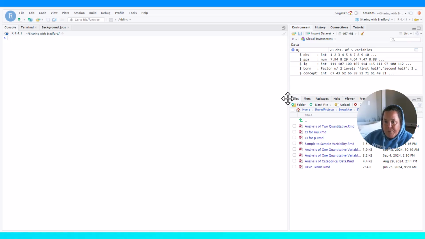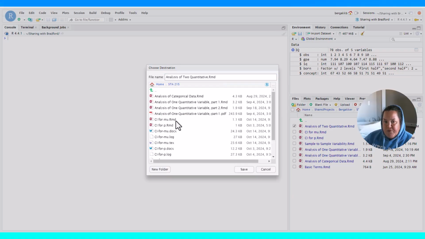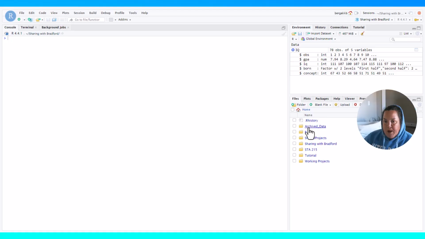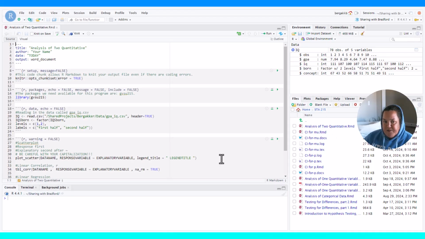Okay, so just like normal, we're going to go to shared projects and then Bergaker and 215. And we're going to analysis of two quantitative variables. Remember to check the box. And then I'm going to go copy two. I'm going to go to my 215 folder in my home location. Click save. Then I'm going to go back home, back to my 215 and open that analysis of two quantitative variables. All right, make sure you work from the top down.